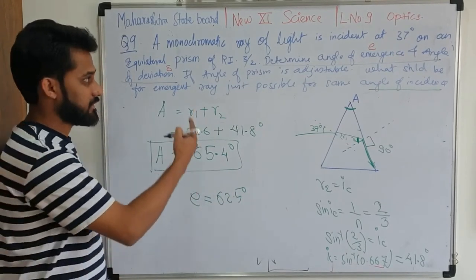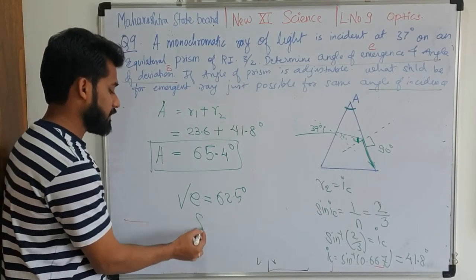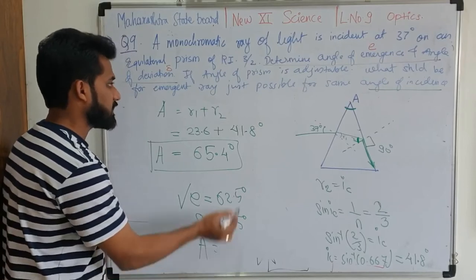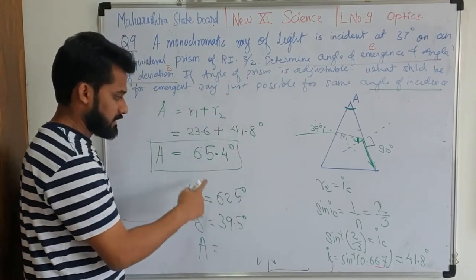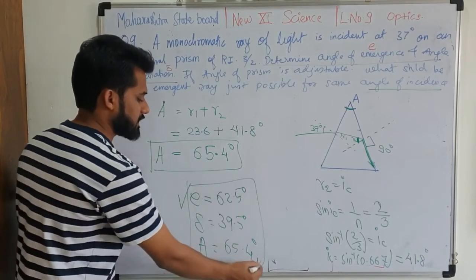We have already solved the first part. The angle of deviation is 39.5 degrees. And the angle of prism in the third part of this question was 65.4 degrees. These are the answers for the question.